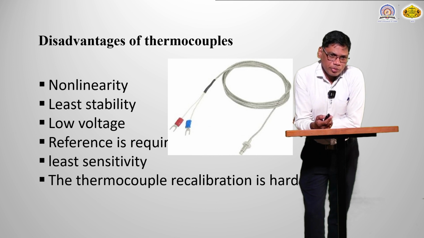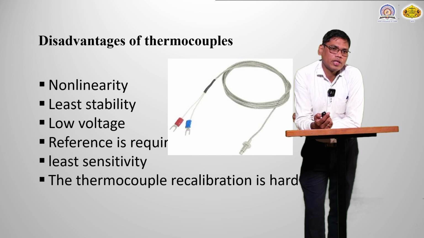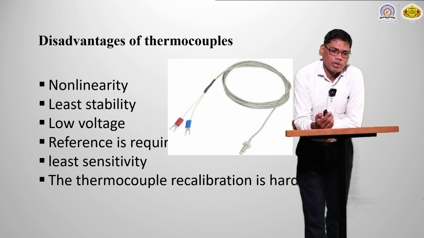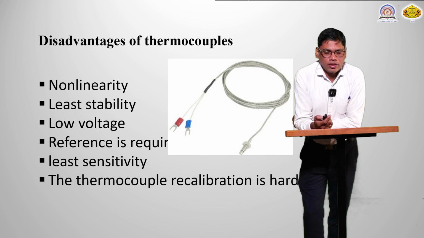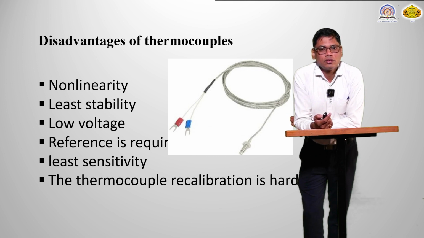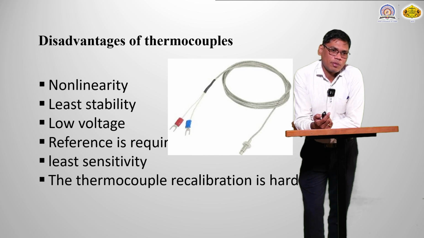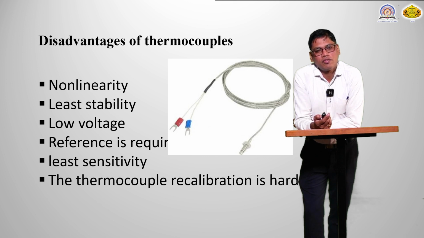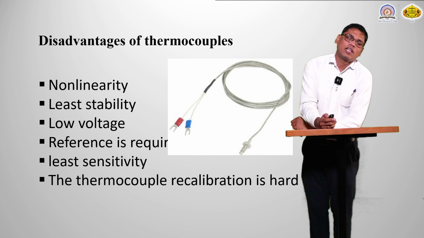Non-linearity. The change in the temperature in the thermocouple is non-linear, so we have to apply a mathematical relation to make it linear. Then least stability: it has minimum stability, and the generated EMF is so small that we have to use a precise instrument for measuring the change in voltage. It requires a reference voltage or reference source. Then least sensitivity, and thermocouple recalibration is very hard.